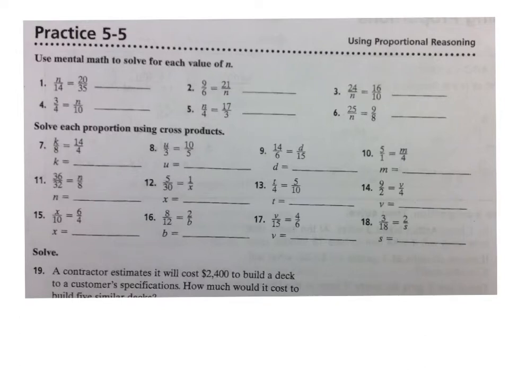We're going to go over some examples so you know how to finish both sides of this sheet in class. The first thing I want to do is make sure you realize we're not going to use mental math for this sheet. I want you to just use cross products or the butterfly method that we talked about in class. We're going to do problem number 1 together.